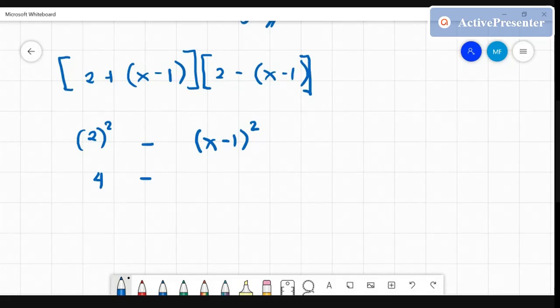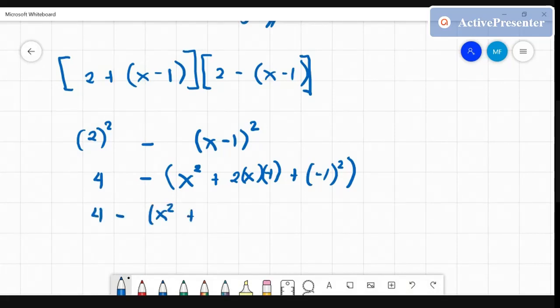This is an example of a squared binomial. So let us square this one. So x squared plus twice the product of the first term and the second term. So 2x times negative 1 plus the square of the second term. Okay, now let us simplify. So 4 minus x squared, it becomes minus because 2 times negative 1 is negative. So we have minus 2x plus 1. And therefore, combining like terms, we have 4 minus x squared plus 2x minus 1. It is equal to negative x squared plus 2x.